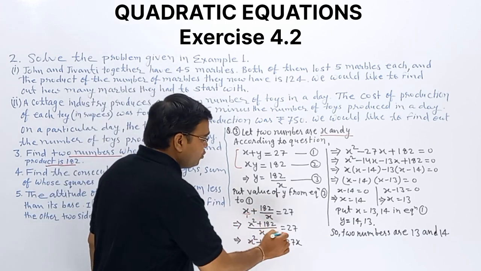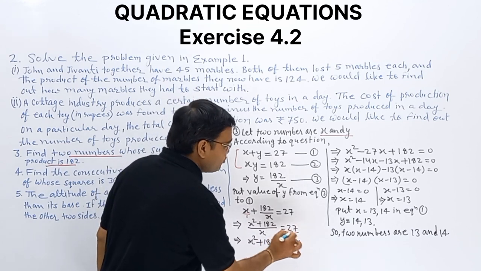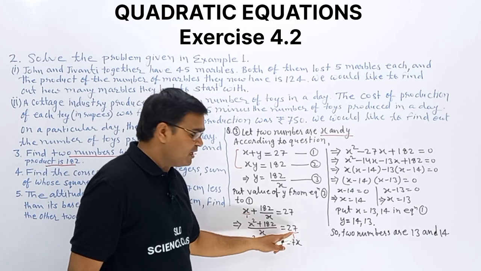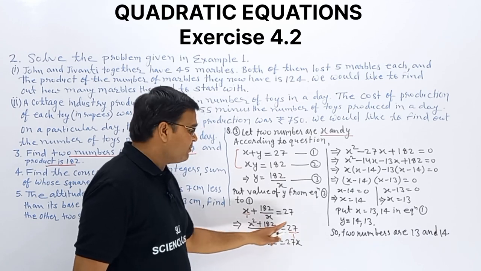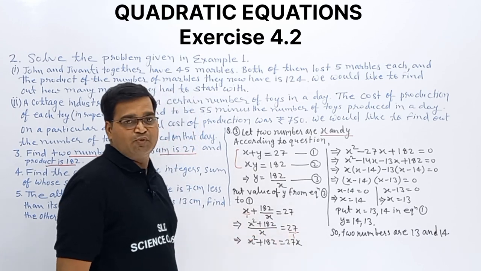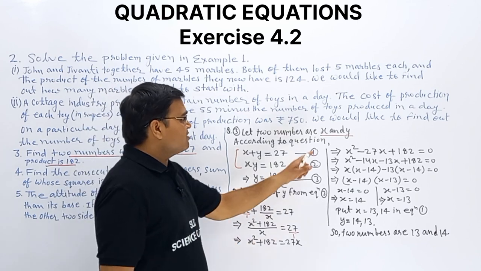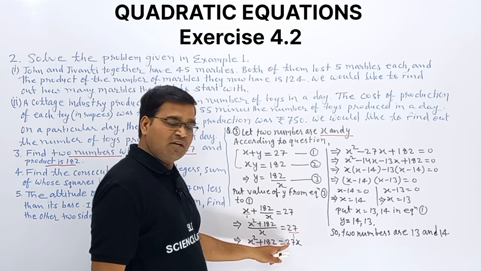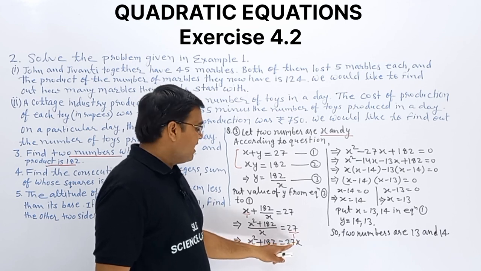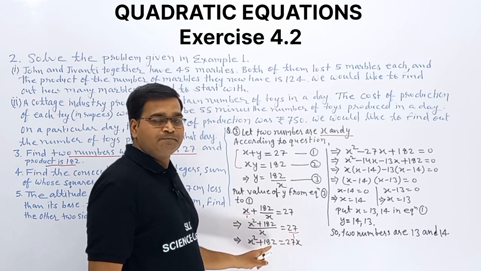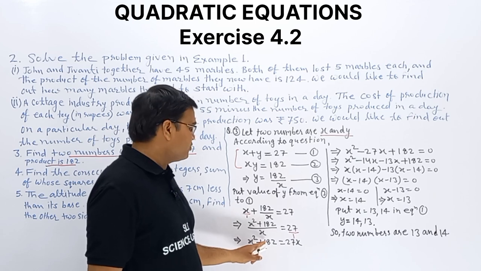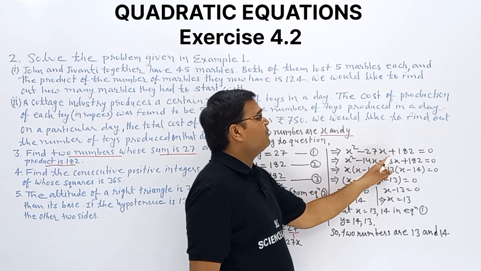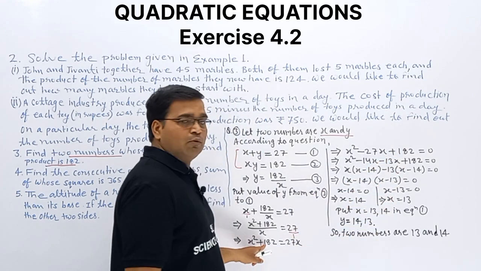Now do cross multiplication. The numerator is multiplied by the denominator on the other side, then we are getting this one. In the next step we transpose from right to left. On the right we have the term 27x, and when it comes to the left by transposing, it will be negative. So we get x square minus 27x plus 182.